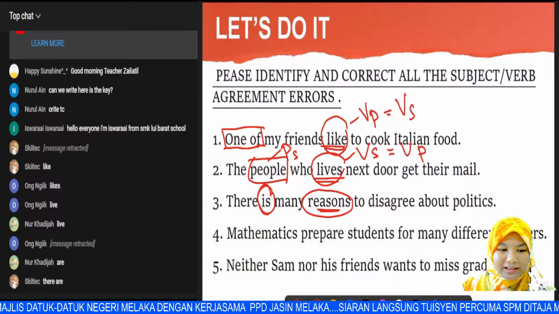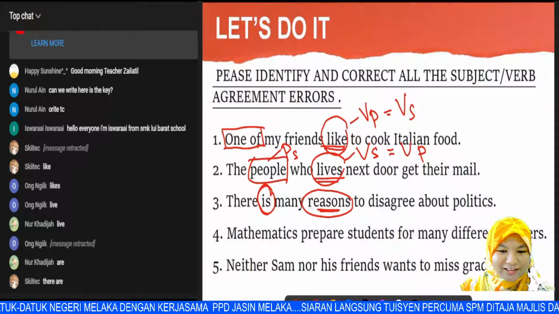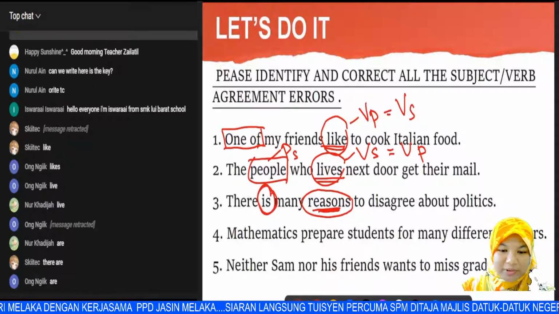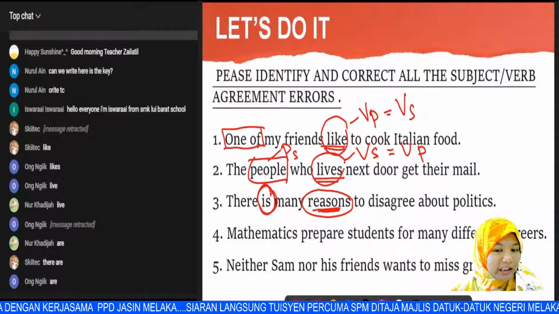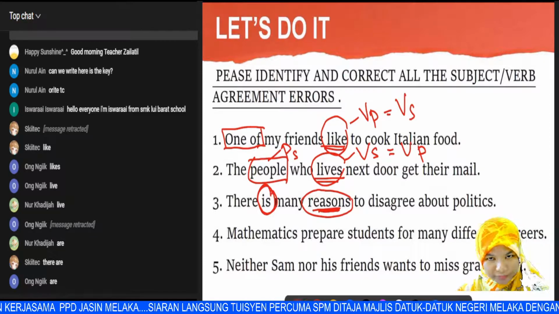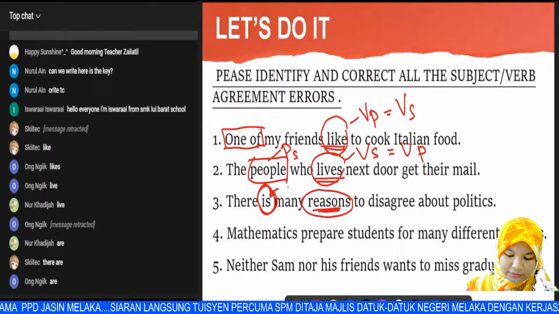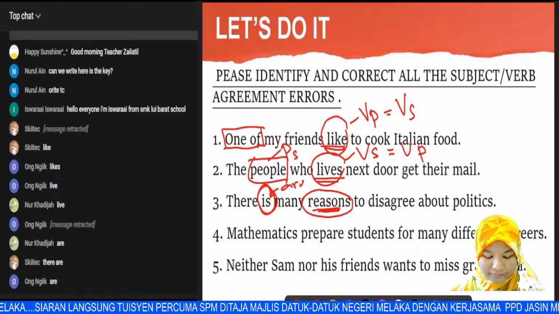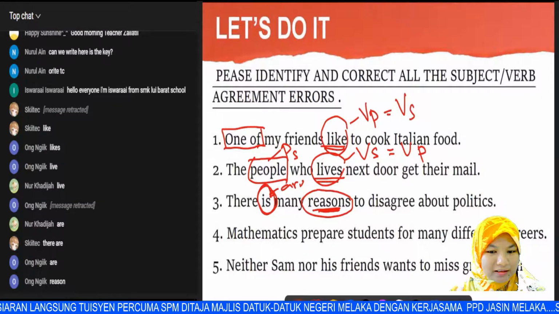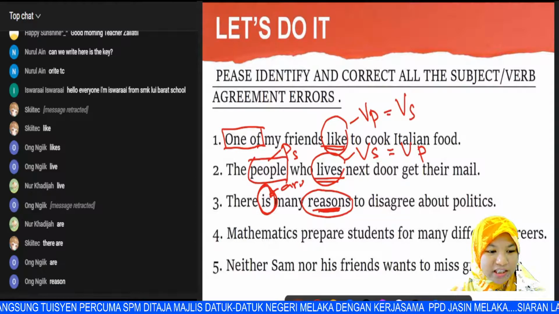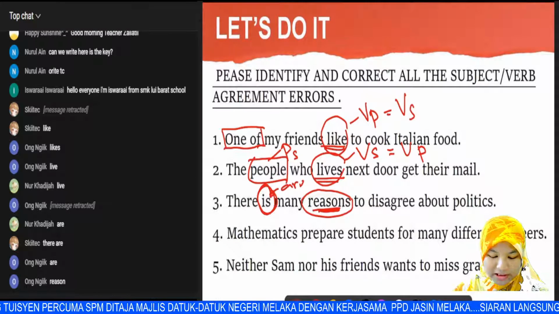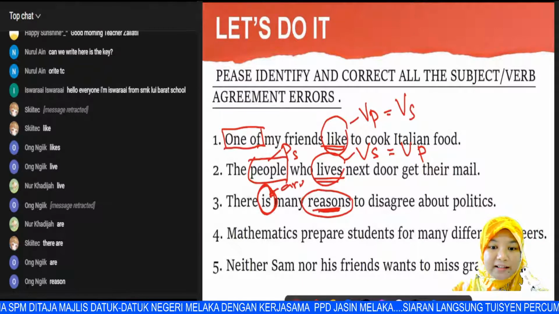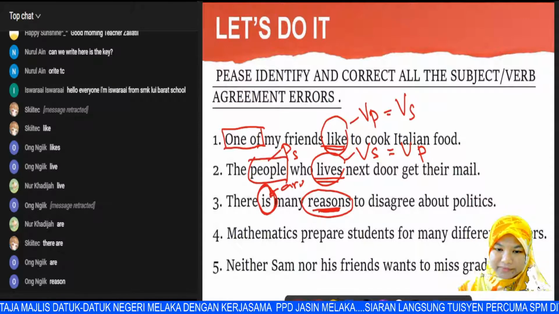Yes, good. When you want to use reasons, you need to change the verb there is, because in the rule of there and here, the verb follows the subject. So you change is into are. There are many reasons. Good, well done. We do not change reasons, because when we change to there are, we can retain the reasons.